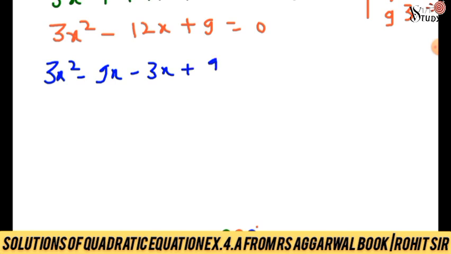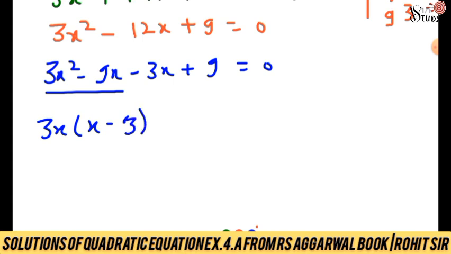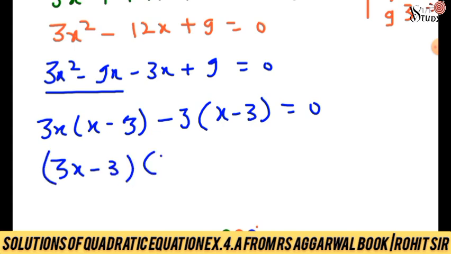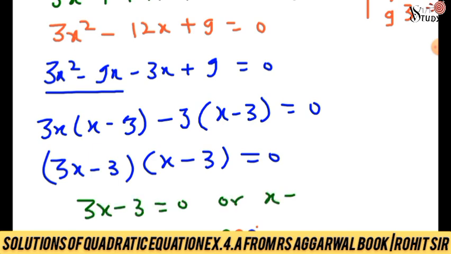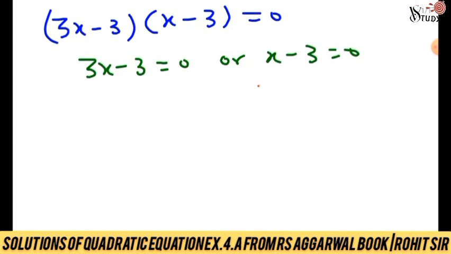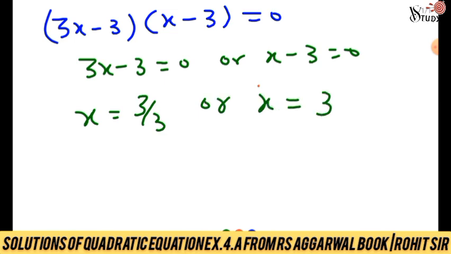Now take 3x as common, we have x negative 3, and negative 3 as common, we have x negative 3 is equal to 0. Now we have 3x negative 3 and we have x negative 3 is equal to 0. Now put 3x negative 3 is equal to 0, or x negative 3 is equal to 0. Now we have x is equal to 3 by 3, or x is equal to 3. This 3 cuts the 3 one time, and we have x is equal to 1, or x is equal to 3. This is the solution of this quadratic equation.